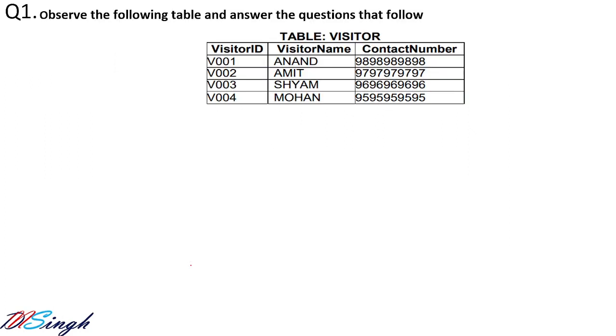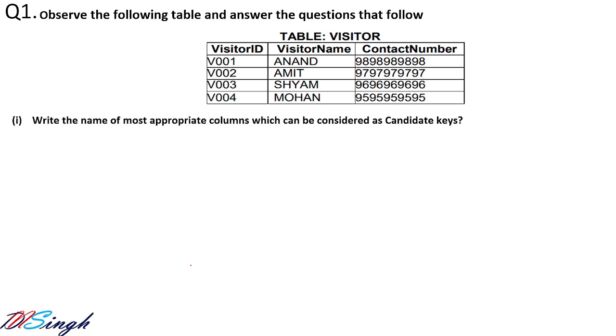Let us move to the example. So first question is, observe the following table, answer the question that follows. Okay, fine. Let us see the question. Write the name of the most appropriate column which can be considered as candidate key.